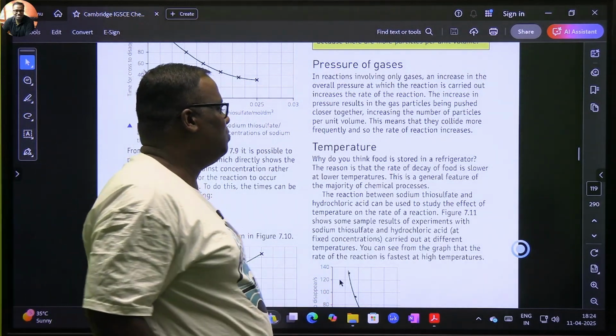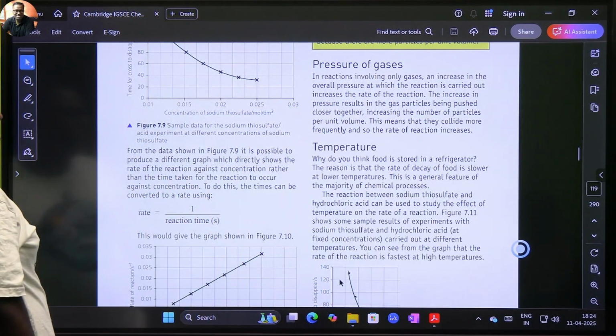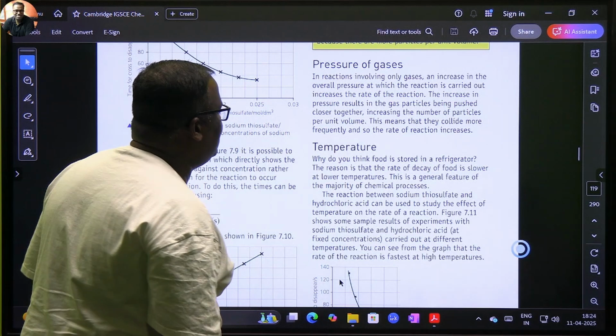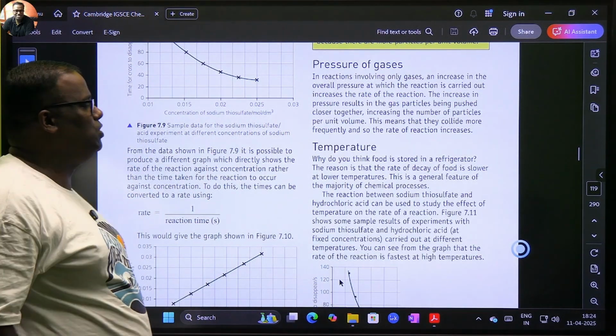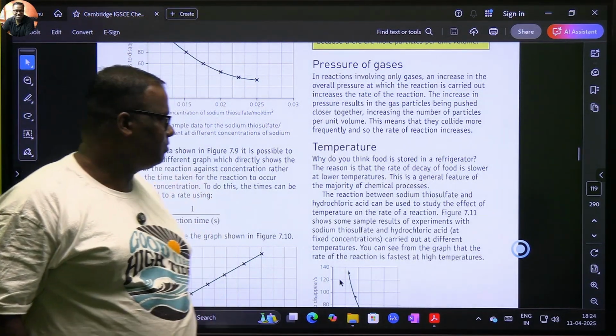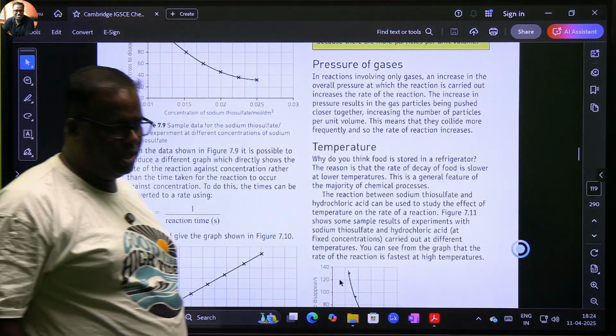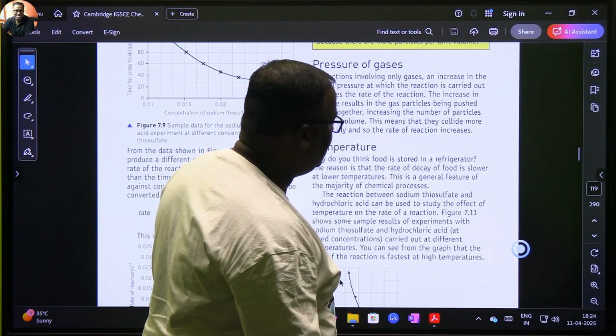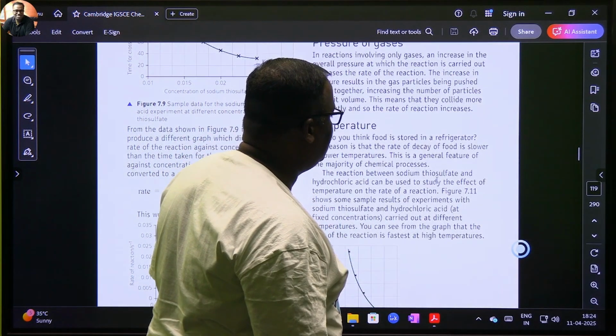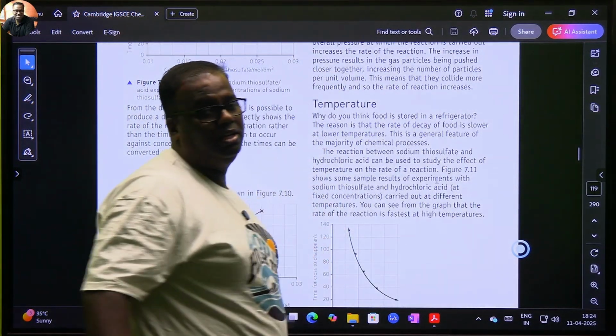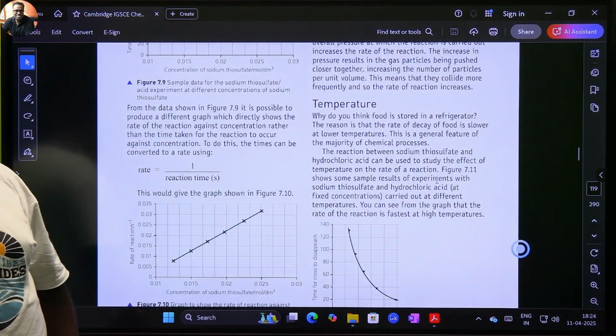Okay. So we say that the reason is that the rate of decay of food is slower at lower temperatures. This is a general feature of the majority of chemical processes. Reaction between sodium thiosulfate and hydrochloric acid. Children, where did we study it? We studied it for the rate at which the cross disappeared from our eyes. That was a colored precipitate.